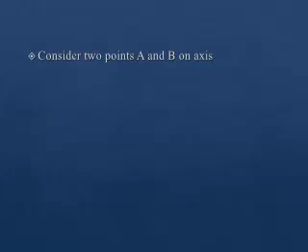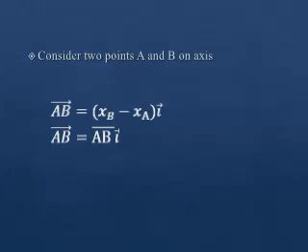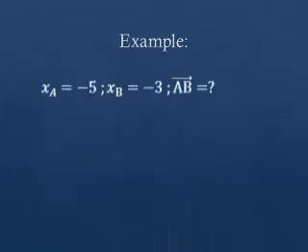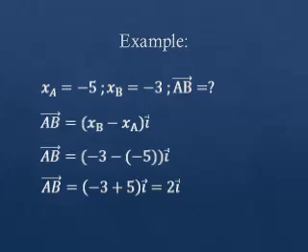If I have 2 points A and B on an axis, the vector AB is xB minus xA. Example: if I have xA equals minus 5 and xB equals minus 3, then vector AB is xB minus xA, so minus 3 minus (minus 5) is equal to 2i.